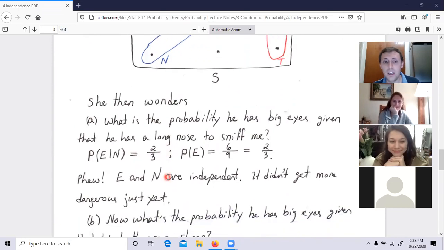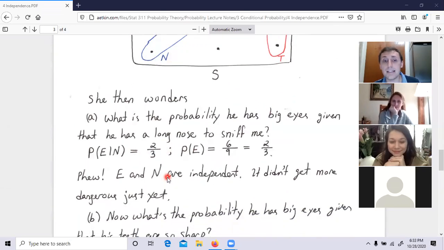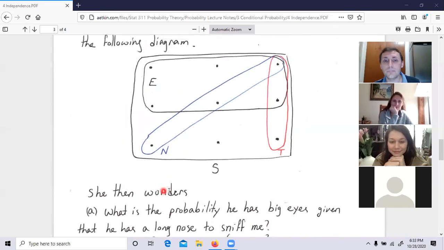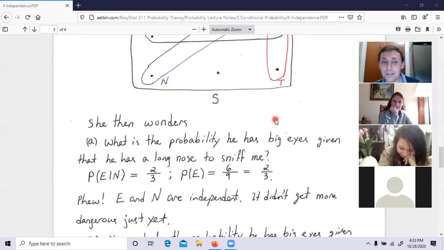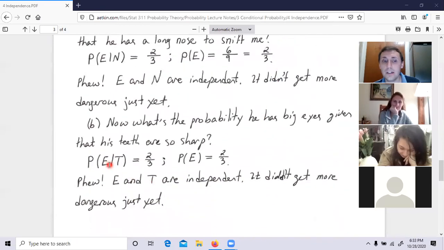What about having big eyes and sharp teeth? Again, right? Exactly 3 animals have sharp teeth and only 2 of them have big eyes. So the probability of big eyes given sharp teeth is 2/3. Great, right? 2/3. So it did not get more dangerous just yet.